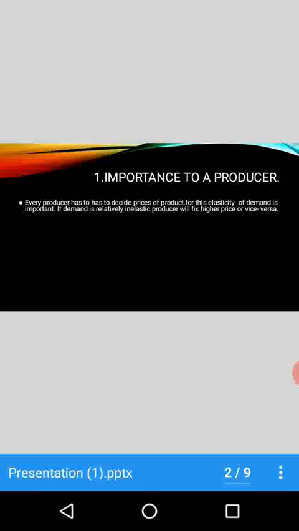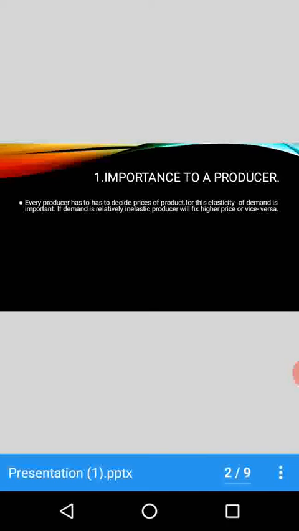If the demand for a product is relatively inelastic, then what is meant by relatively inelastic demand? When a percentage change in price leads to less than proportional change in quantity demanded, demand is said to be relatively inelastic. For example, if a 50% fall in price leads to a 25% rise in quantity demanded.